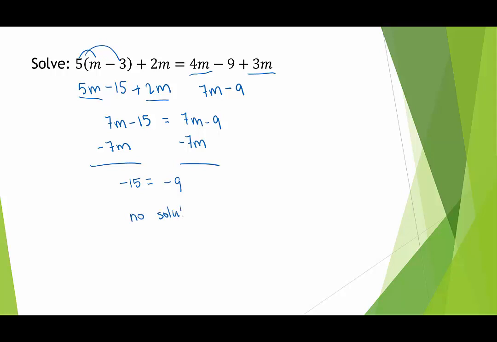No solution. And we can kind of verify this. Right here, I see 7m and 7m, that's the same number, right? So whatever 7m is on the left, it has to be the same 7m on the right. But then we're subtracting 15 on the left and we're subtracting 9 on the right. There's no number that I can subtract 15 from, and then that same number I subtract 9 from and get the same value. That doesn't make any sense. So it makes sense that there's no solution for this one.